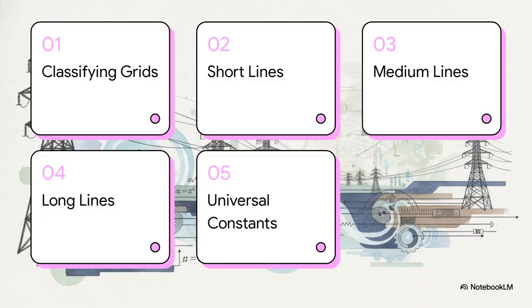Okay, let's dive into this. Here is our roadmap for the trip. First, classifying our power grid. Second, short lines and keeping things simple. Third, medium lines and the capacitance complication. Fourth, long lines and the rigorous reality. And finally, number 5, the universal ABCD constants.